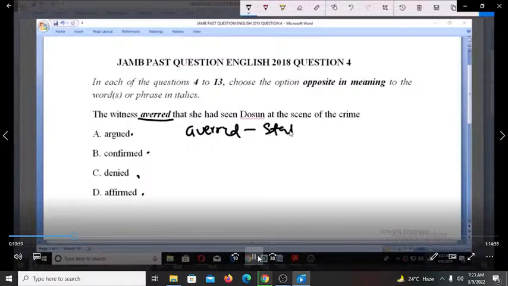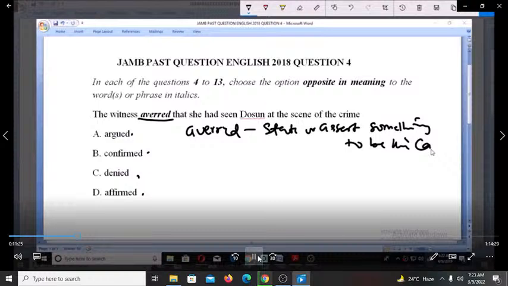So first of all, the italicized word is averred. Averred simply means to state or assert or confirm something to be the case. So to state or assert or confirm a fact to be the case. That is what averred is. It means to confirm something.